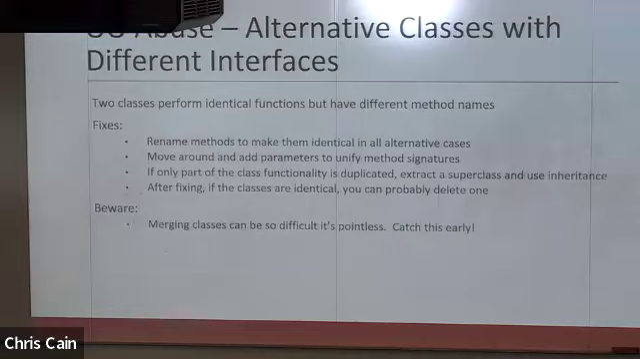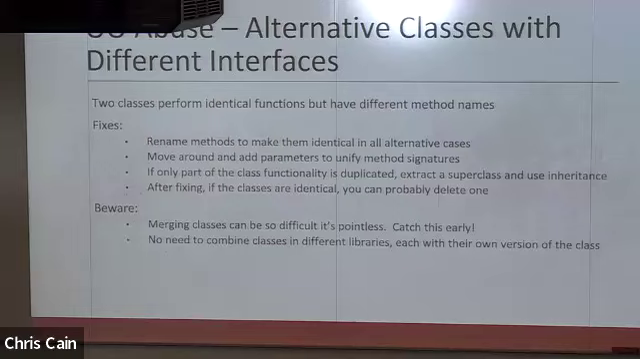You don't necessarily want to combine classes in different libraries, each that has their own version of the class. Because if you import one of those libraries, you would expect that functionality to be there. So if you delete it from one library and then someone imports it and suddenly can't use that functionality, that's bad. So it's okay for classes to be identical as long as they live in different libraries. Do we know what we mean by different libraries when I say that?